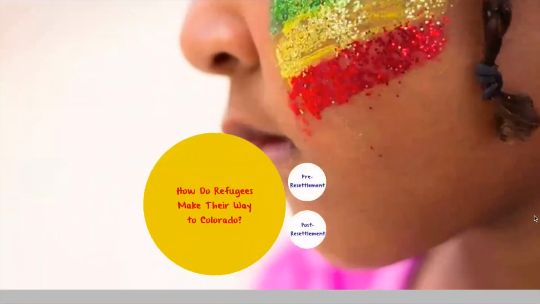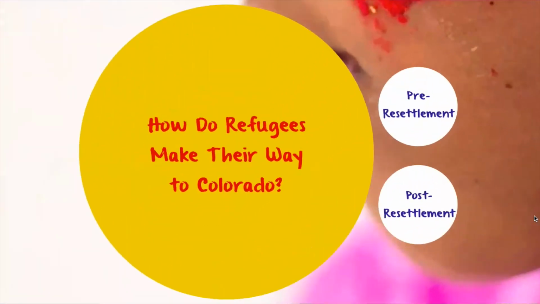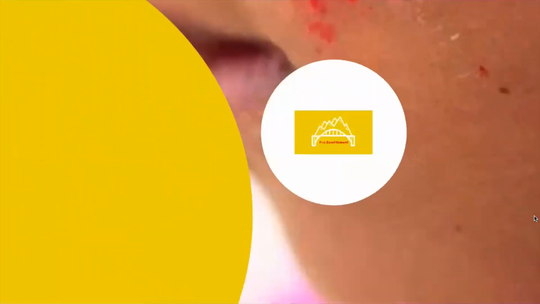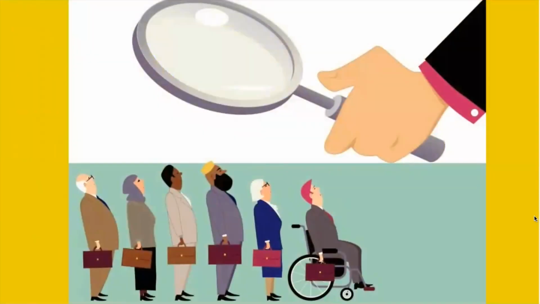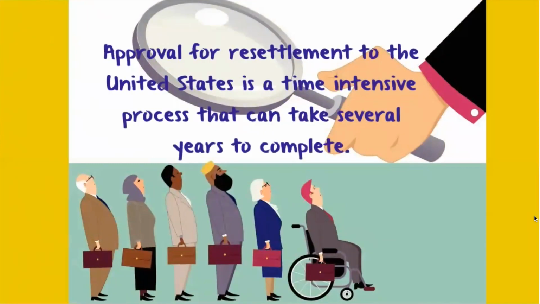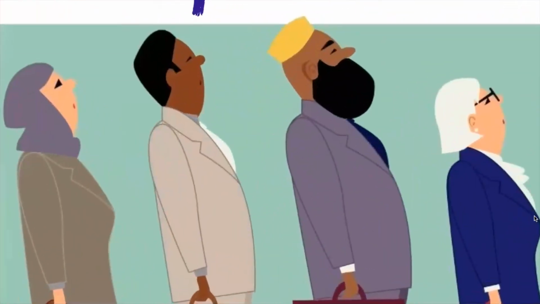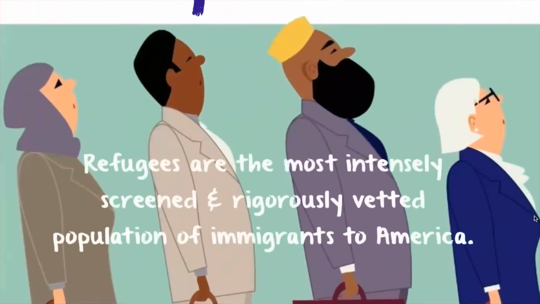How do refugees make their way to Colorado? Let's explore this in 2 main parts: pre-resettlement and post-resettlement. It is important to note that the process of resettlement is a complex one. Resettlement to the United States, in particular, is an intense, thorough, and often lengthy process. Of all categories of immigrants to America, refugees are the most rigorously screened and vetted.